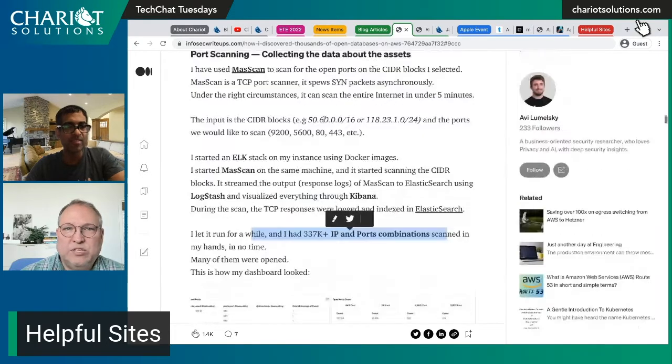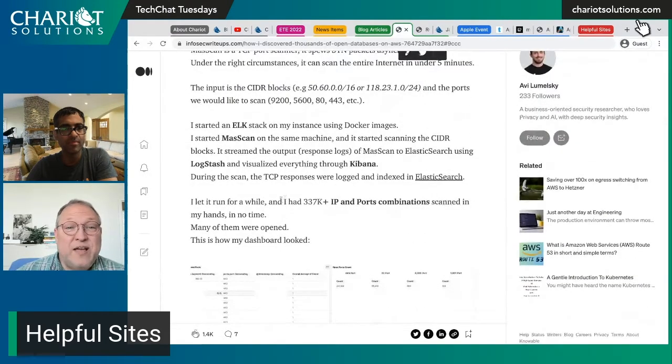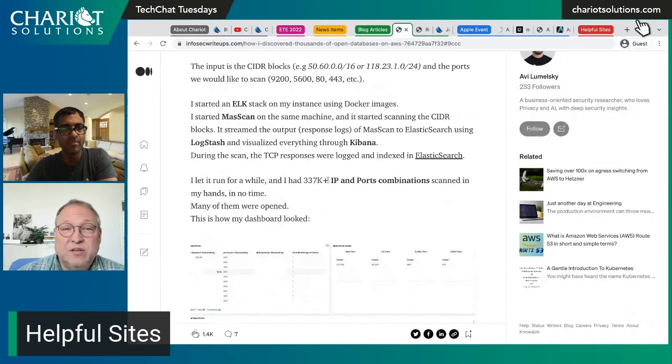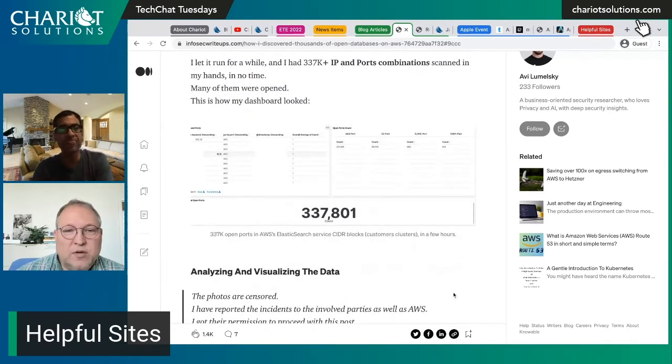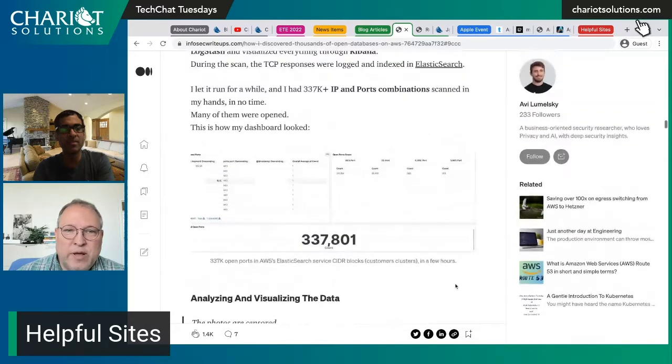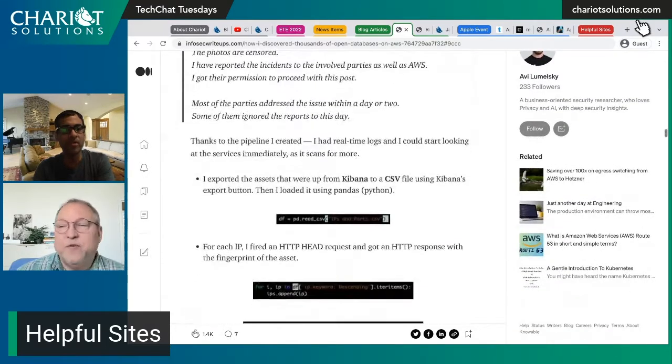Yeah, MassScan was a scanner he used. He picked the number of CIDR blocks and just went at it. Yep. And then he found he had over 337,000 IP port combinations in almost no time, and many of them got in and opened the port, I guess. That's insanity.